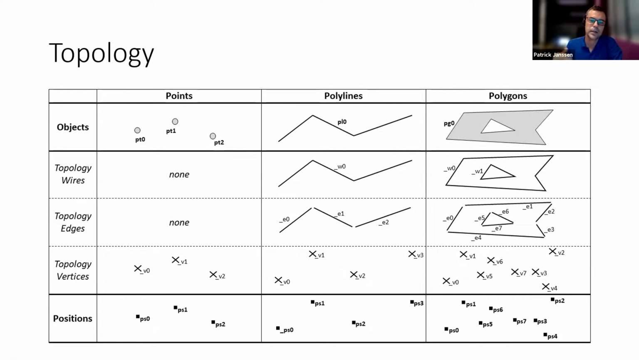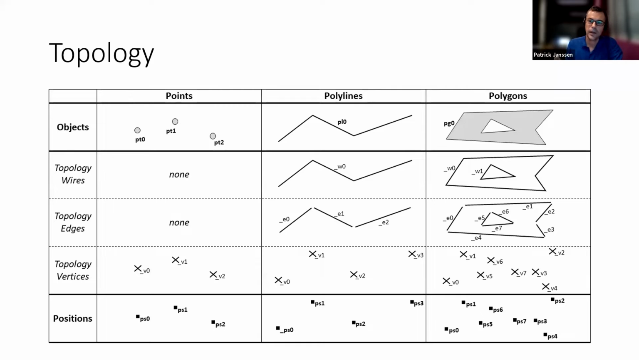The topology has 3 layers: wires, edges, and vertices. Basically they're breaking the structure down. A wire has a bunch of edges, and each edge has 2 vertices. The vertices are then linked to positions, which actually have a 3D location. So wires, edges, and vertices have no spatial location apart from the fact that they're connected to positions.